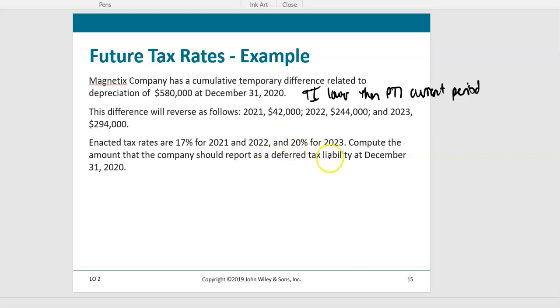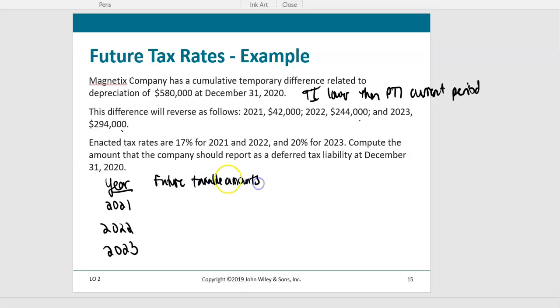So now basically we need to make an adjustment. We can't just add up all of these three numbers and then multiply it by one tax rate. We have to look at the impact of the tax rate. So we have years 2021, 2022, and 2023. We have these future taxable amounts, which are going to give rise to a deferred tax liability, once these differences reverse and give us higher taxable income in the future.